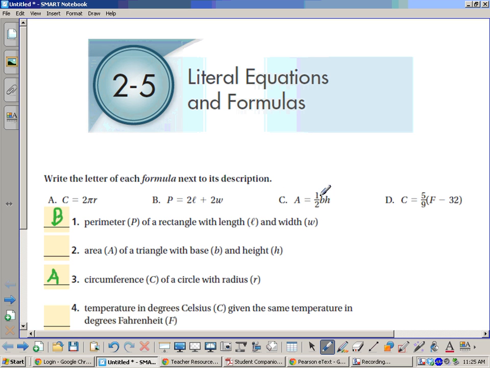C, A equals 1/2 B times H. Well, the B is standing for the base, and H is height, and this A represents area, and this is for the triangle. So C is number 2.